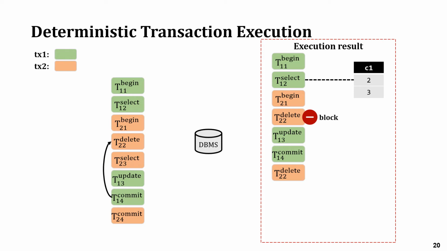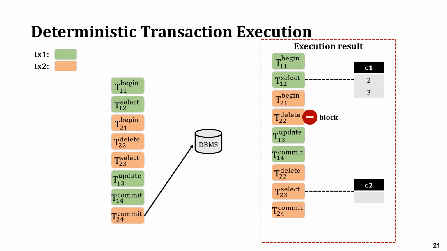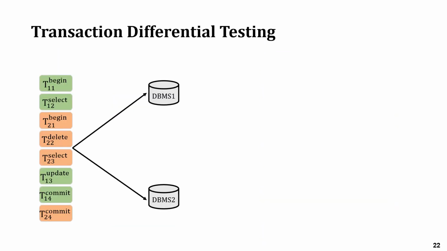Then we obtain these resumed transactions, mark them as unblocked, and fetch their corresponding blocked statements' execution results. Then we scan the submitted order from the beginning and pass the unsubmitted statements to the DBMS. After all transactions complete, we retrieve the database state and store it in the execution result.